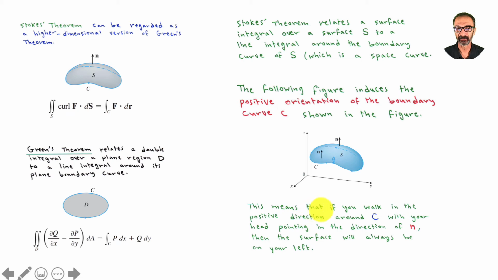This means that if you walk in the positive direction around C, see this person walking this way, around C, which is a space curve, not a plane curve, with your head pointing in the direction of N, which is the normal, then the surface will always be on your left. That's called positive orientation.